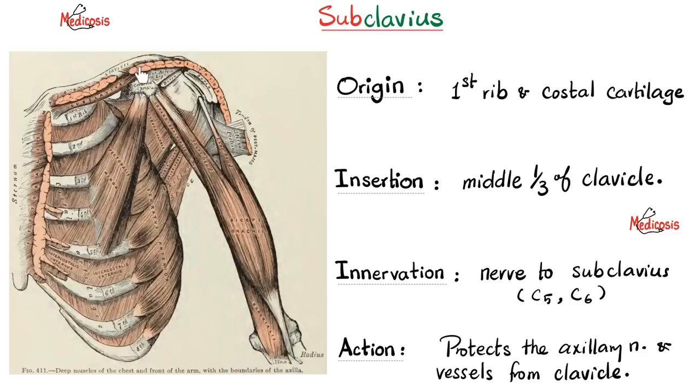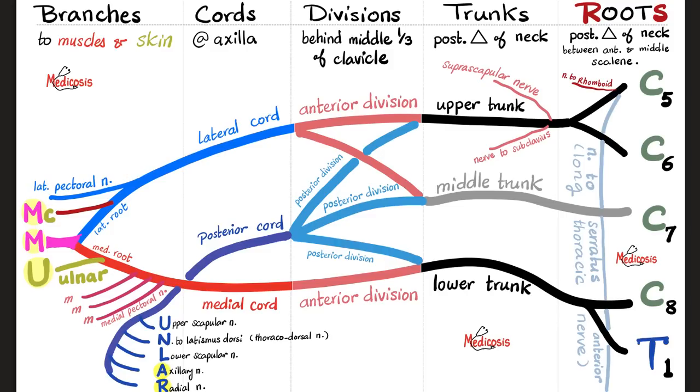Action. By bringing the insertion closer to the origin, we can steady the clavicle at the sternoclavicular joint to make sure that the clavicle remains stable and steady. Also, the subclavius muscle acts as a pad of protection, protecting the axillary nerve and the axillary vessels as they pass into your smelly axilla. Again, lateral pectoral nerve for the pectoralis major, medial pectoral nerve for both pectoralis major and pectoralis minor, and the nerve to subclavius for the subclavius.